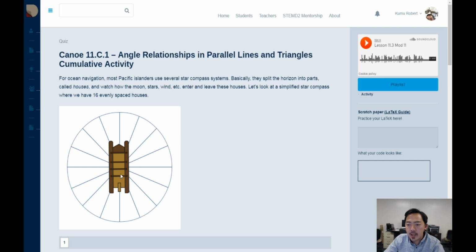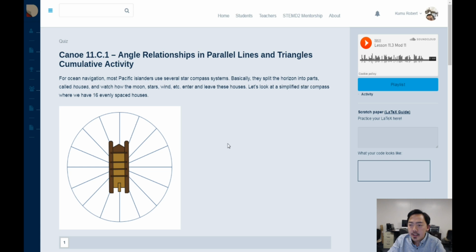In this system, we have the canoe and the navigators at the center, and then we also have the horizon broken up into different sections called houses. Throughout their journey, the islanders will see the winds and the waves come at them from some houses and then leave in other houses. They will also see the moon, the stars, and the planets come up into the sky from one of the houses in the horizon and then exit again through a different house.